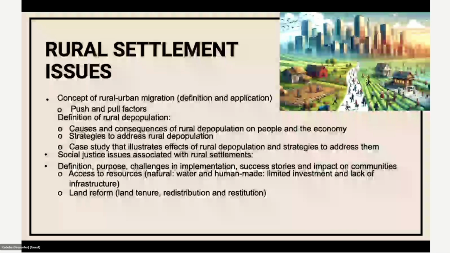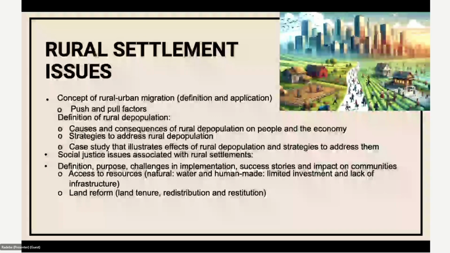The definition of rural depopulation: when people are moving away from a rural area, the number decreases. So we need to make our learners aware that they also need to understand the process of rural depopulation. What are the causes? What are the consequences of rural depopulation on people and the economy? Strategies to address rural depopulation. What are the strategies? What is counter-urbanization? How do you bring people back to the rural area?